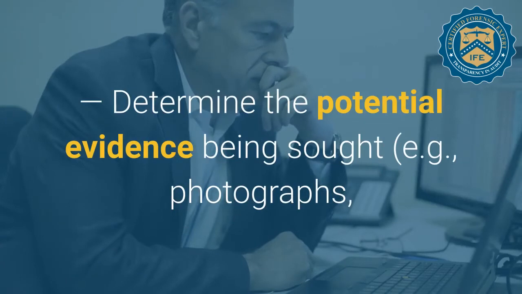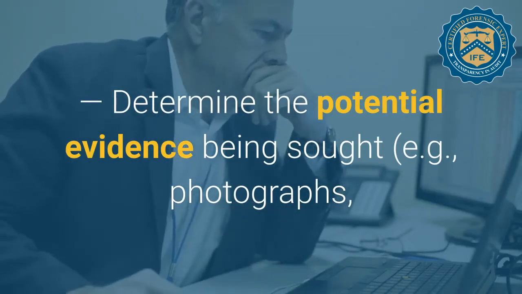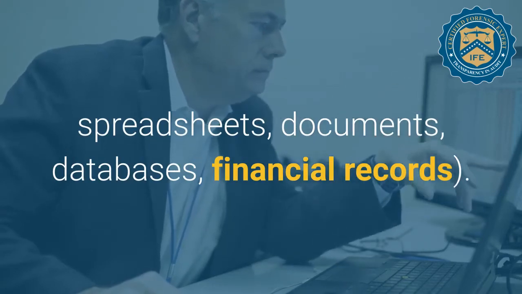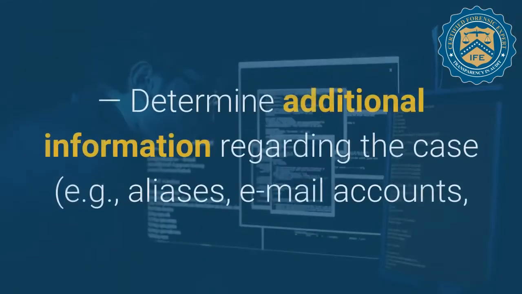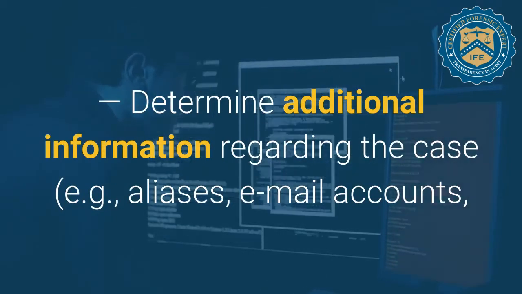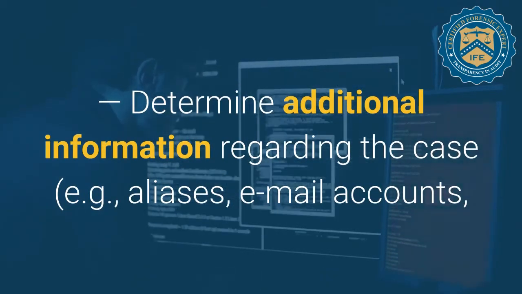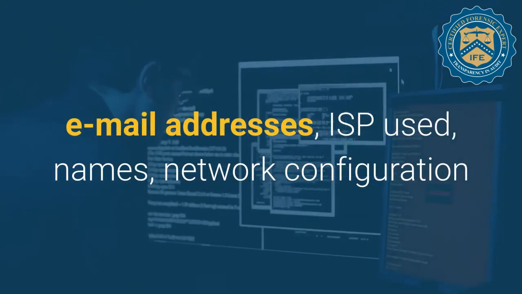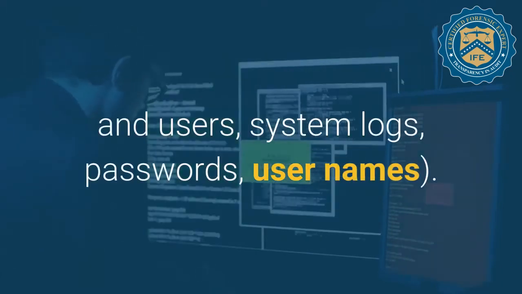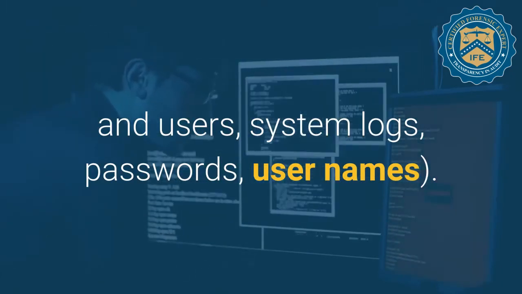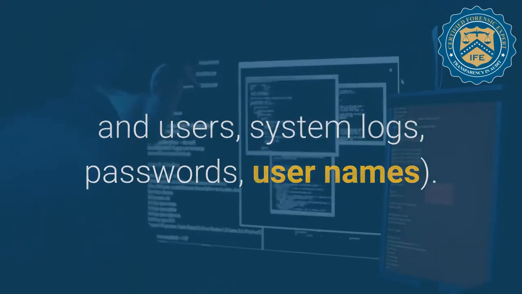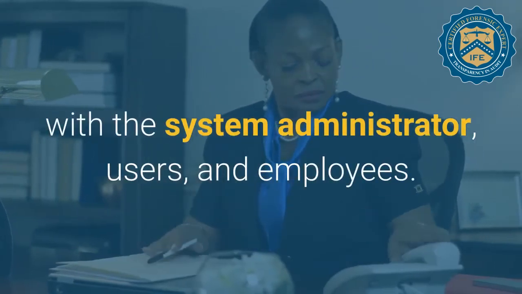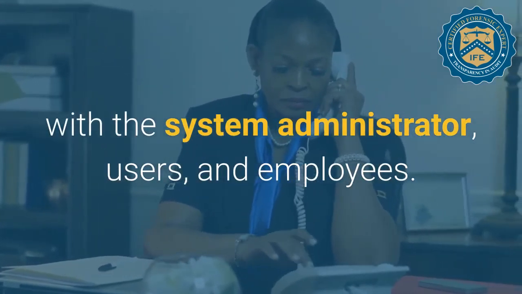Determine the potential evidence being sought, e.g., photographs, spreadsheets, documents, databases, financial records. Determine additional information regarding the case, e.g., aliases, email accounts, email addresses, ISP used, names, network configuration and users, system logs, passwords, user names. This information may be obtained through interviews with the system administrator, users, and employees.